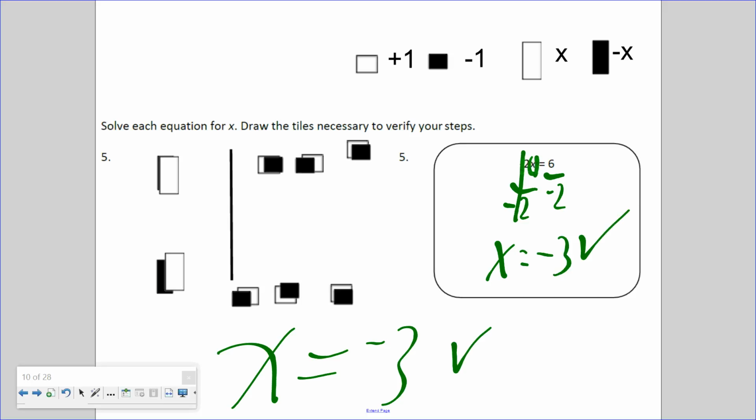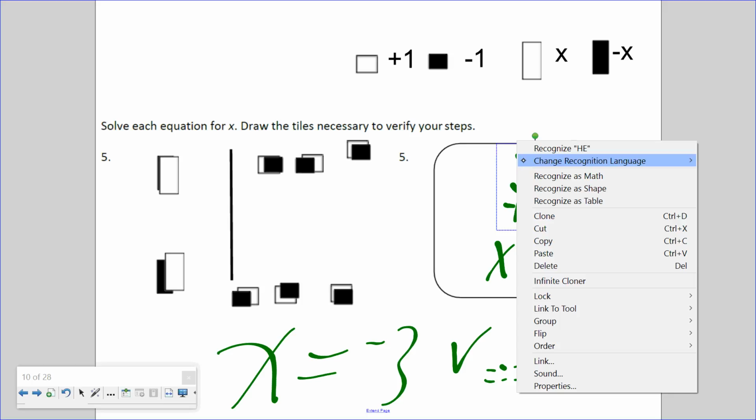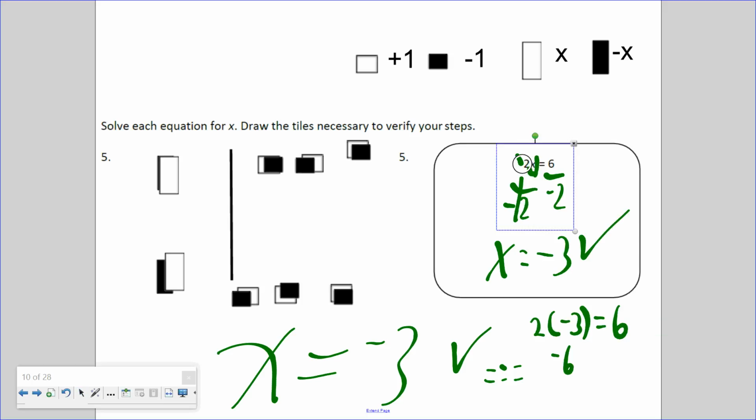Again, let's check our work. I substitute x with -3. 2 times -3 is 2 groups of -3. Wait, let me erase this. Oh, yeah, I did not write it out. So 2 times 3 is 6. The opposite of a negative is positive. 6 equals 6. So check mark.